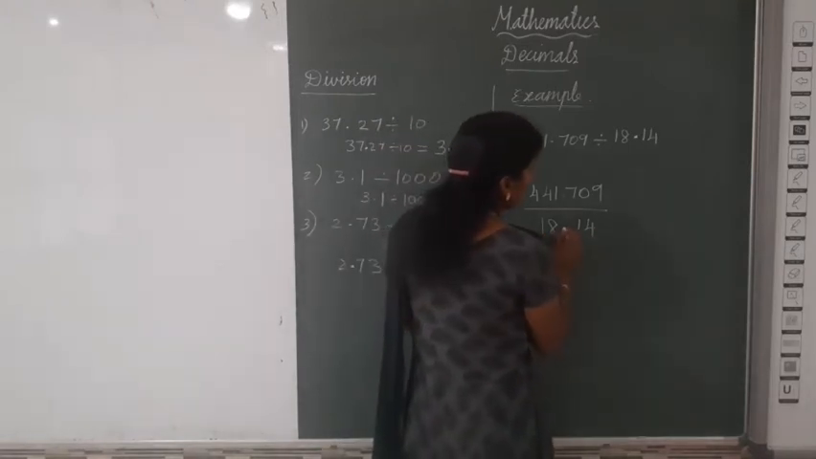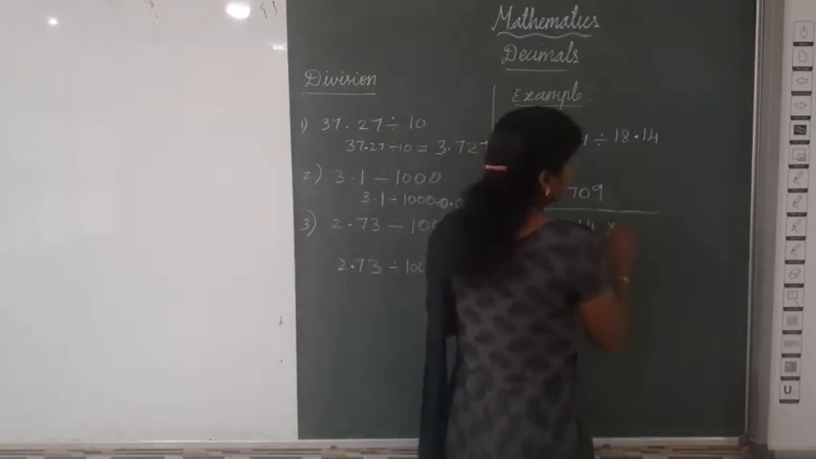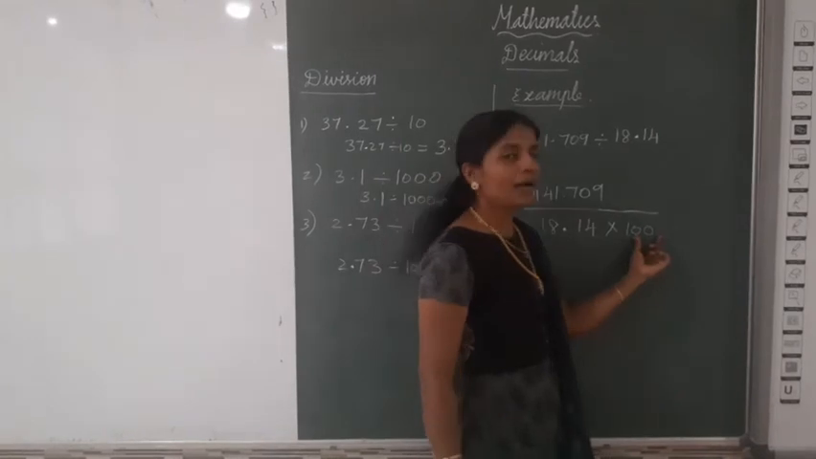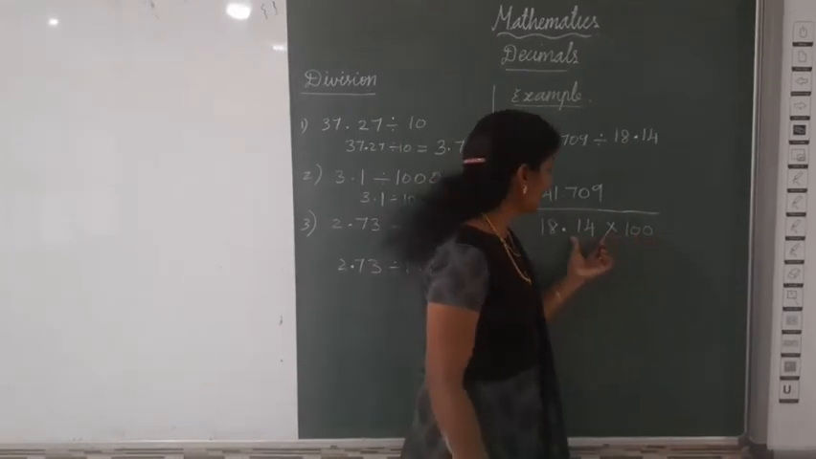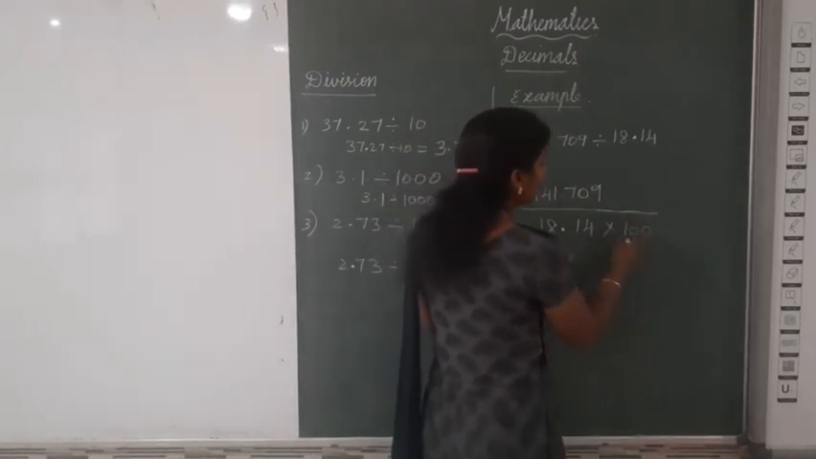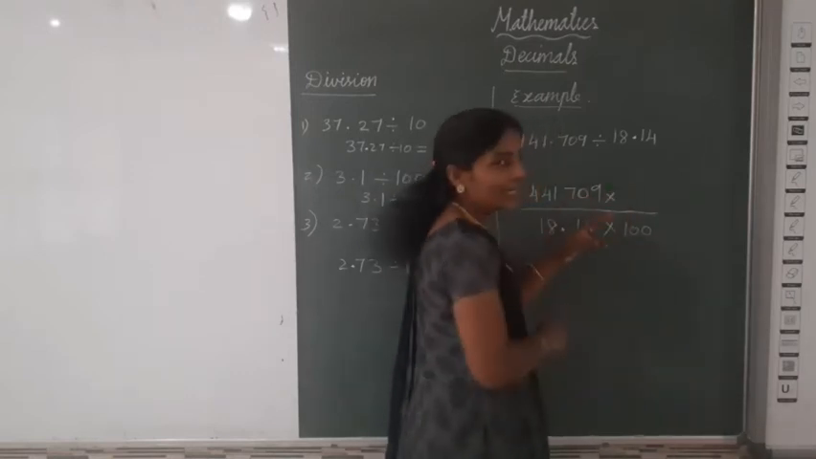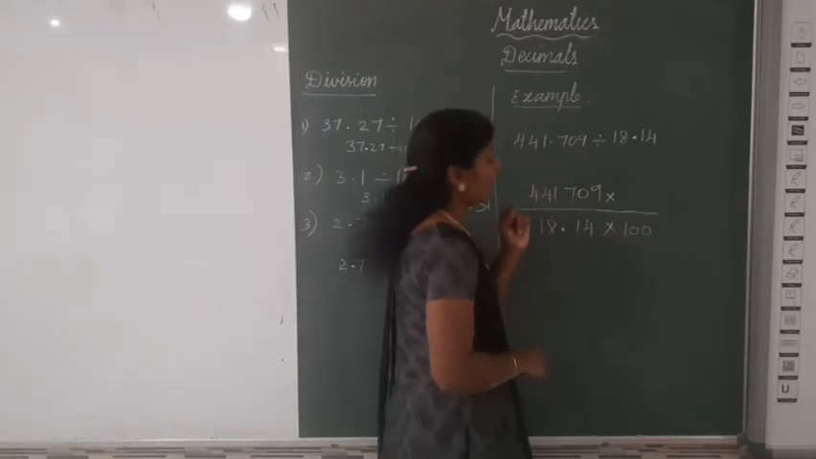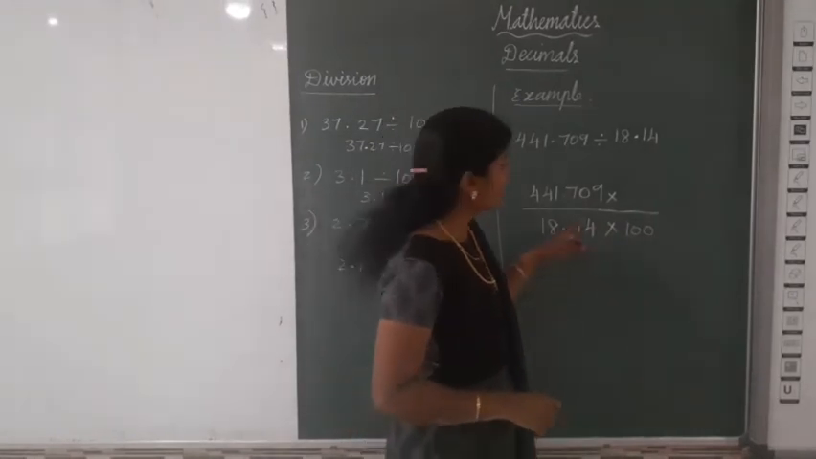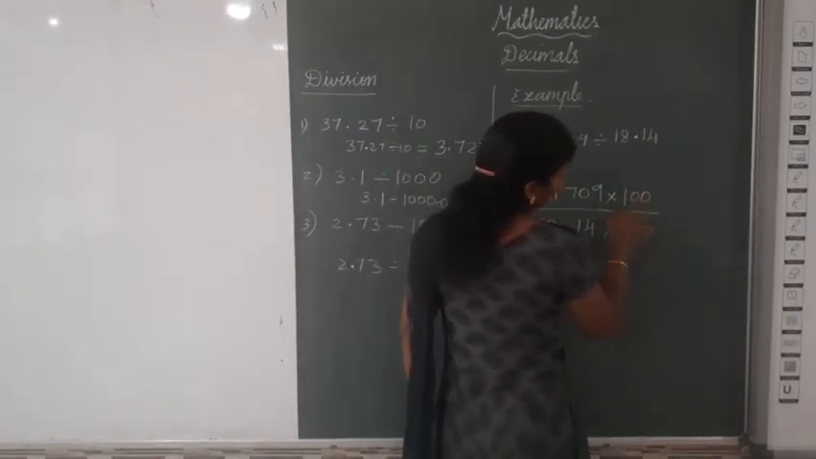So here after the point we have 2 digits, isn't it? So we can multiply by 100, because after 1 we have 2 zeros. After 2 digits we multiply by 100. Suppose we have 3 digits, then multiply by 1000, etc. Now if you multiply by 100 in the denominator, we must multiply by 100 in the numerator also. So we multiply by 100 in the numerator.